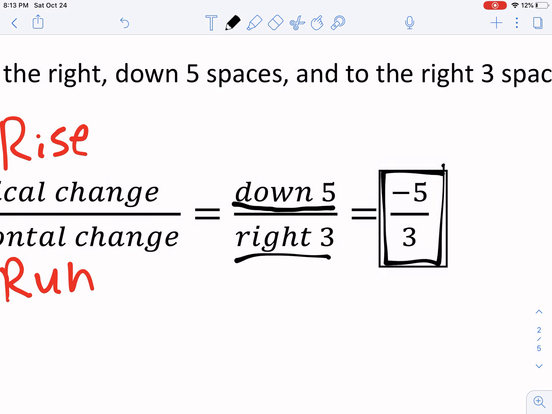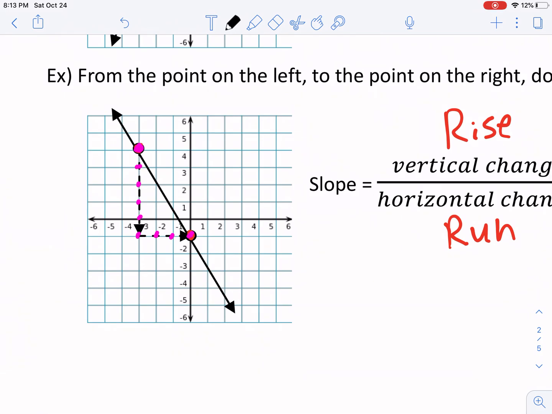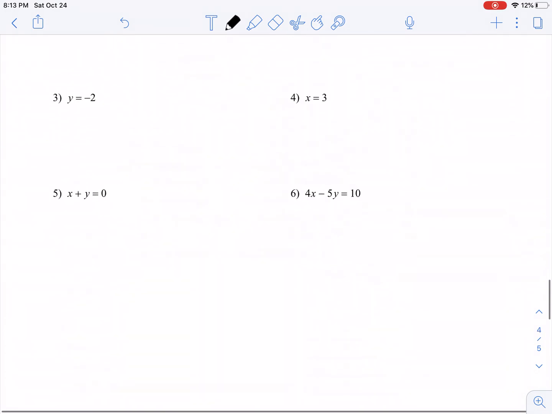Now, can I reduce that? No, you should always check to see if you can reduce it, but that's why they have it boxed in here. This is as simple as it can be, so the slope of the line is -5/3. Negative means we have a negative slope, which makes sense because we're decreasing, we're going down. Okay, so that's finding slope from a graph. Then let's talk about finding slope from equations.